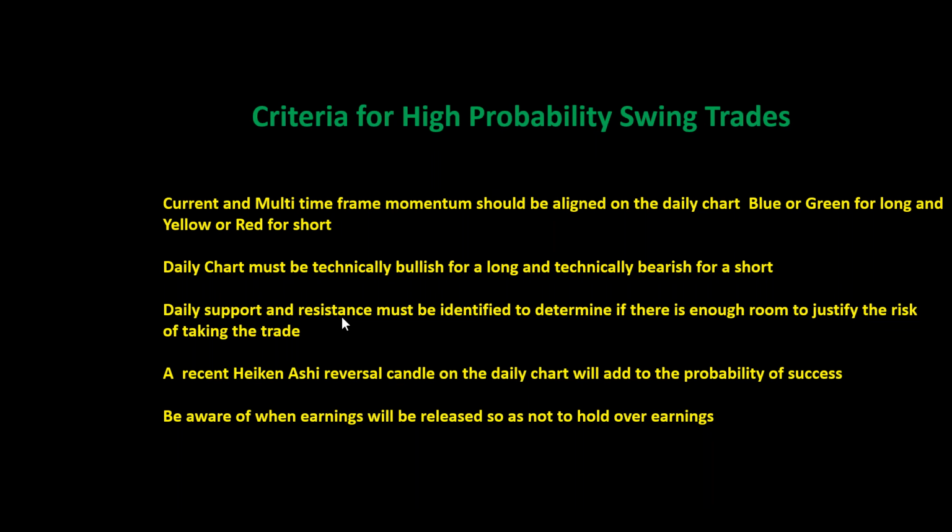Okay, the daily support and resistance levels must be identified to determine if there is enough room to justify the risk of taking the trade. In other words, if you're getting into a trade, and we're going to go over some of these on charts, and let's say you're on the daily chart, the 200-day moving average is 20 cents away from where you are, above where you are, and you're trying to go long. That's not a good trade. You don't want to be taking a trade long when your resistance is that close. You don't have enough room to the upside to justify taking the trade. The risk reward is not there. If you don't have any resistance above for a good long 5, 10, 15%, then you're in good shape.